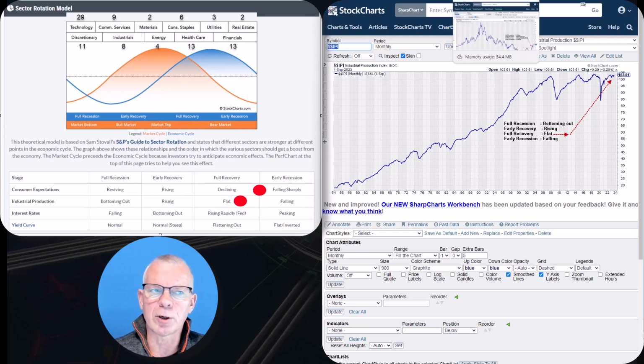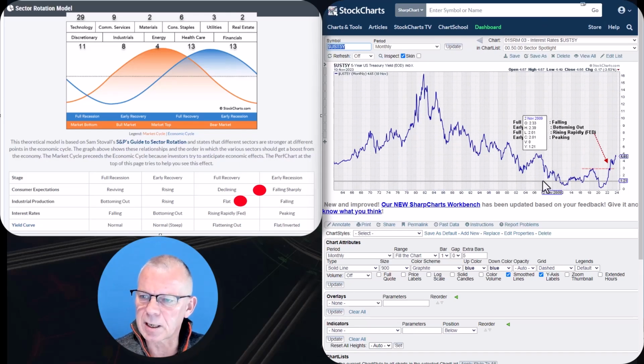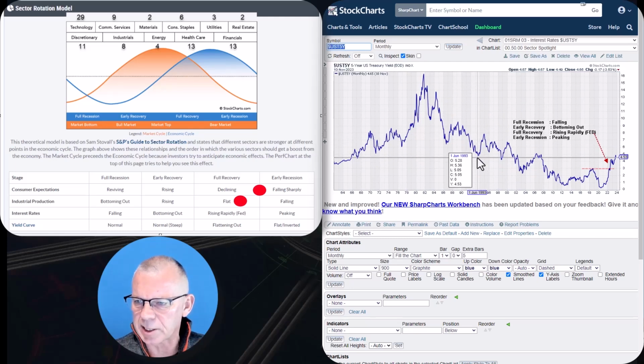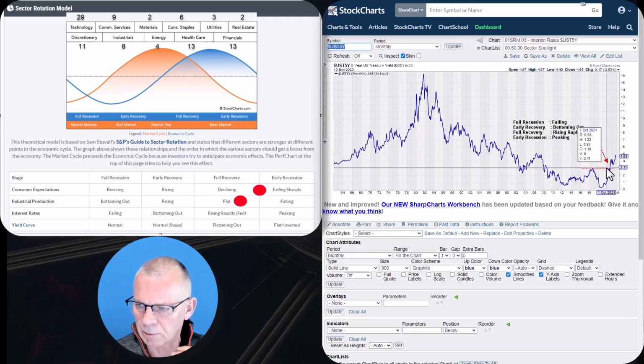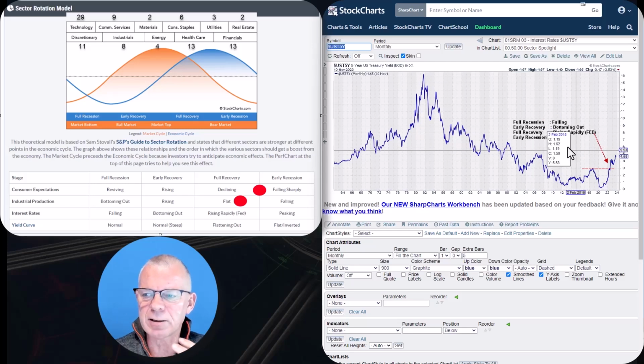So we go to the third one, that is interest rates. I think that it can be classified as rising rapidly. We're still rising. We had a little bit of a consolidation and now we're rising again. So we're rising. I don't think we're peaking yet. That would be the next phase.